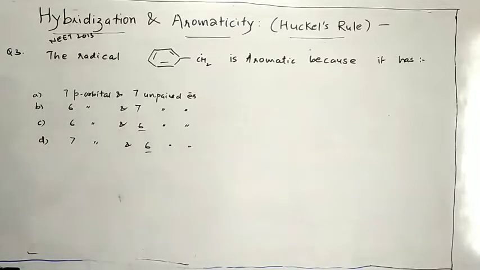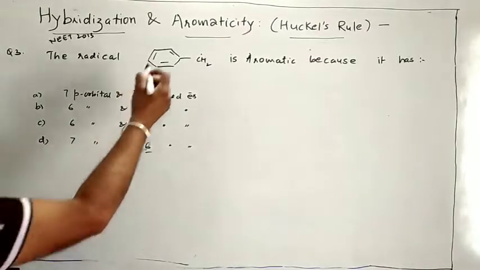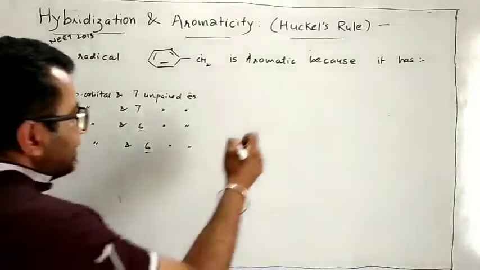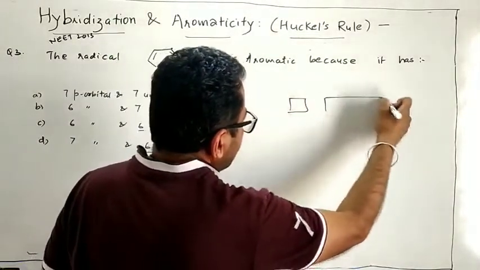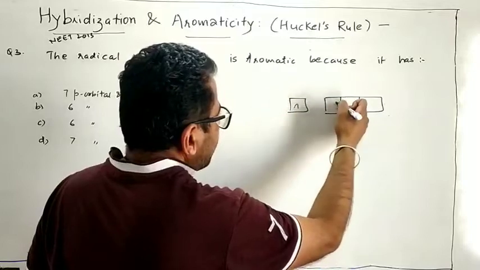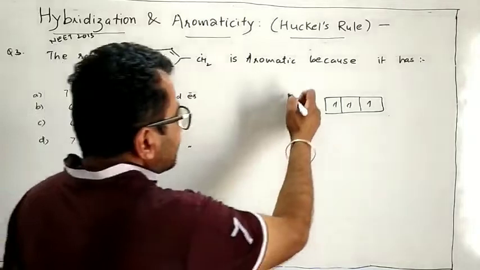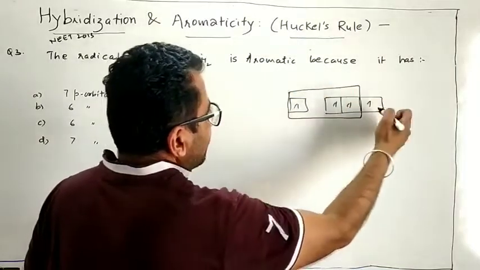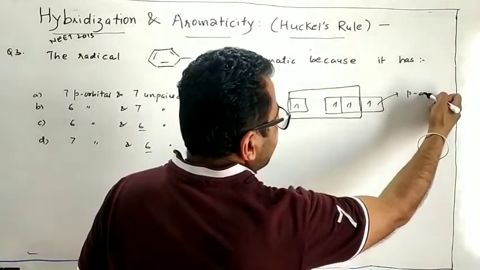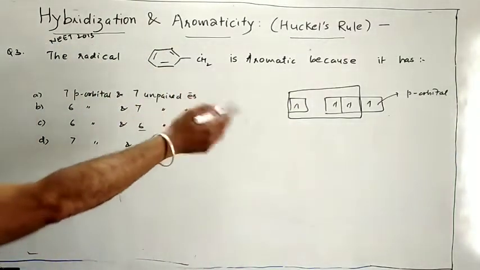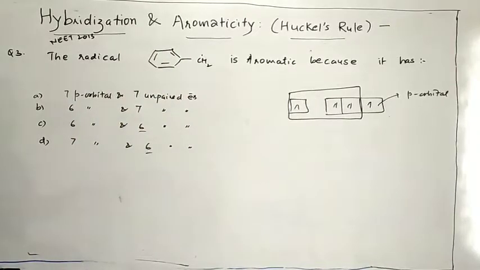Unpaired electron means those which are present in the p orbital. Every atom here is sp2 hybridized and one unhybridized p orbital is there. When you write the configuration, according to VBT, carbon has 4 electrons in the excited state. So when it forms sp2, these are involved and this electron is present in the p orbital. This is unpaired.